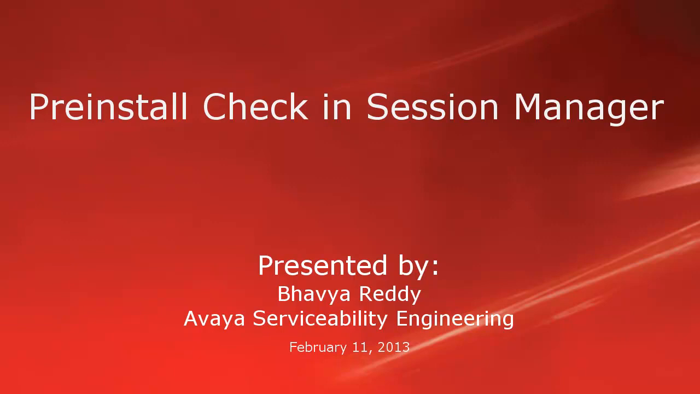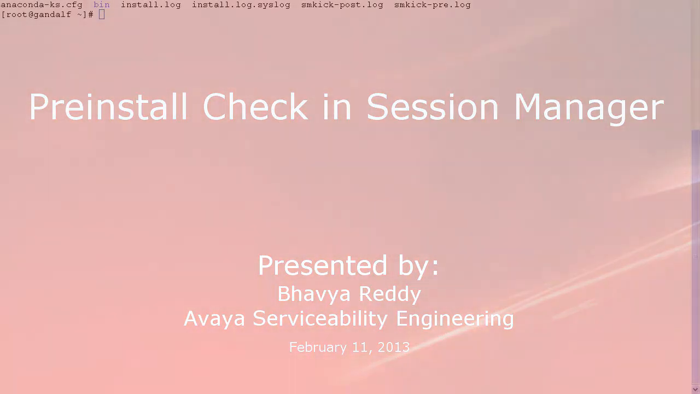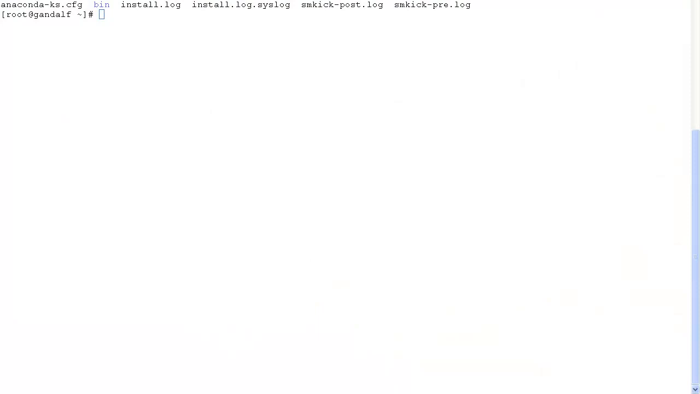This video talks about the pre-install audits that can be performed with Session Manager 6.3. Pre-install check was introduced with Session Manager 6.3. It is a script that is executed as part of the Session Manager installation. When you're trying to install a Session Manager and you run the install.sh script, a pre-install check will be executed before Session Manager proceeds with the installation.